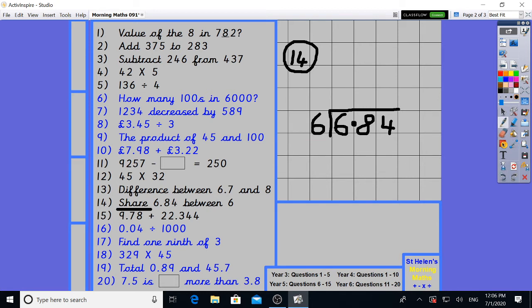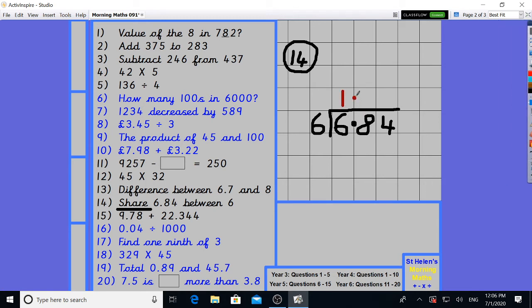So let's do this. How many 6s in 6? Well, 1, because 6 is 6. Don't forget the decimal point, it just lines up. How many 6s in 8? 1. 1 6 is 6, but that says 8. So I count up 7, 8, 2 remainder.